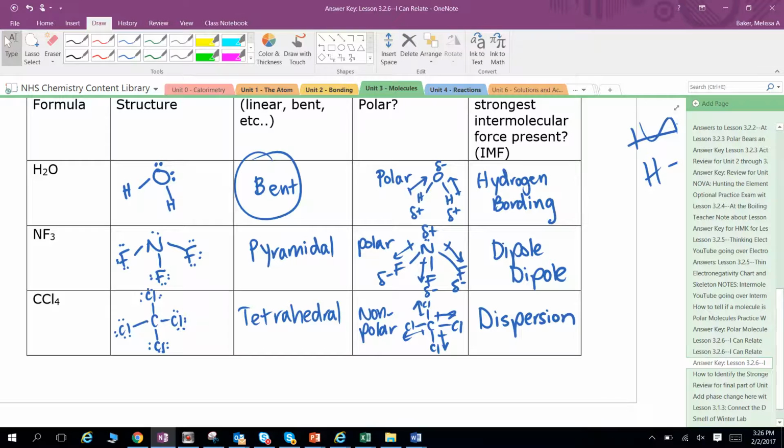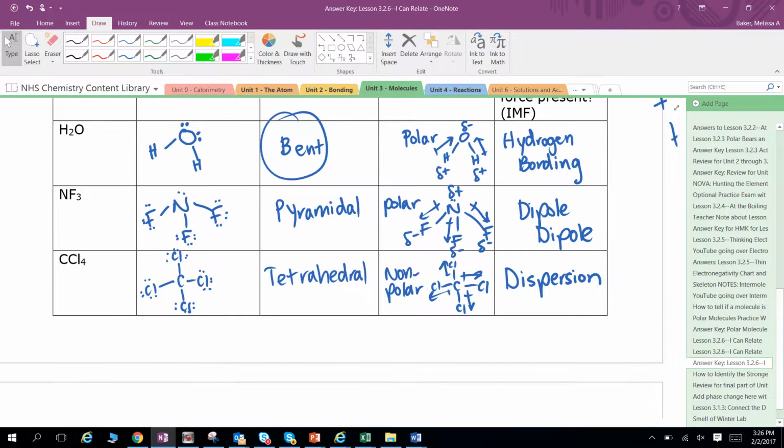The NF3 has the fluorines all pulling down, and this is definitely a polar bond because the difference between the two is greater than 0.5 if you look up nitrogen and fluorine's electronegativities. And so it is polar, but it doesn't have that hydrogen bonded to an F, an O, or an N, so it has dipole-dipole intermolecular forces.